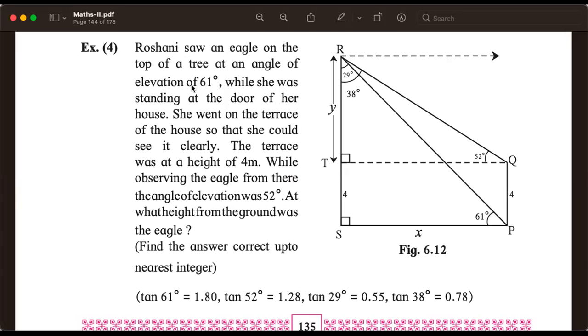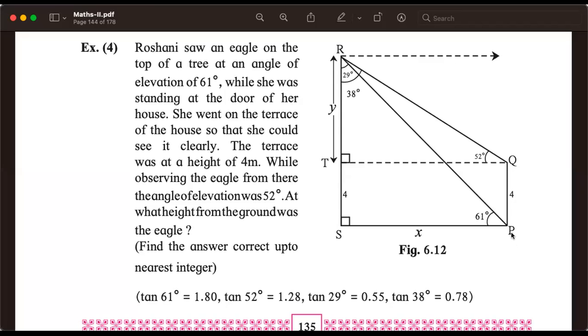So there is a tree, and on the top of it, there is an eagle. When Roshni saw that eagle, she had to make an angle of elevation of 61 degrees. So RS is the tree, the eagle is at R, and Roshni is at P. Then she wants to look at the eagle much better, so she went to the terrace. Terrace means roof. Earlier she was at the door, then she goes to the roof, the terrace.